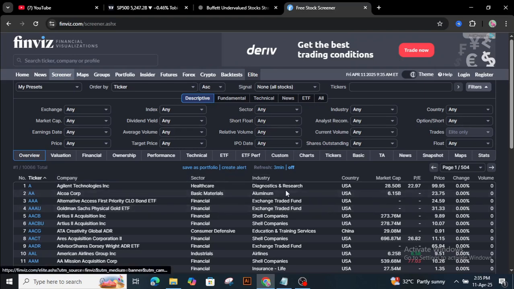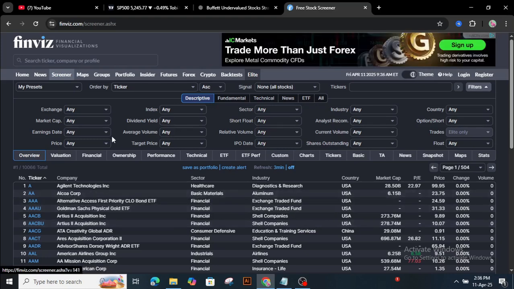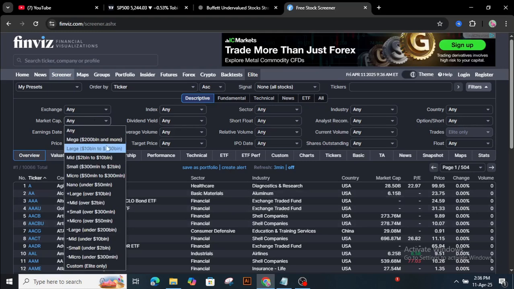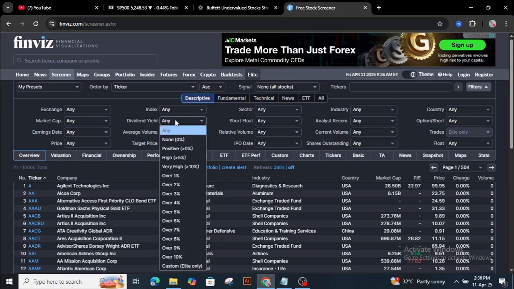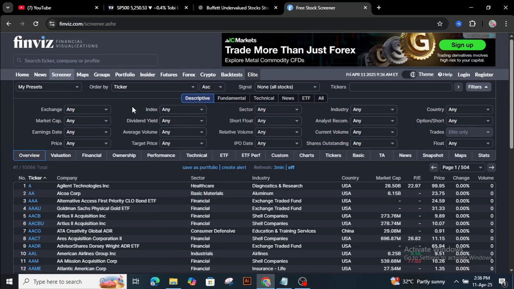You will have to set some filters here to be able to filter those undervalued stocks. Most times I check market cap. Sometimes I put it at large cap, but I don't think this is necessary. I also sometimes set the dividend yield, and most of the time I just put it at 3%, but this is also optional.